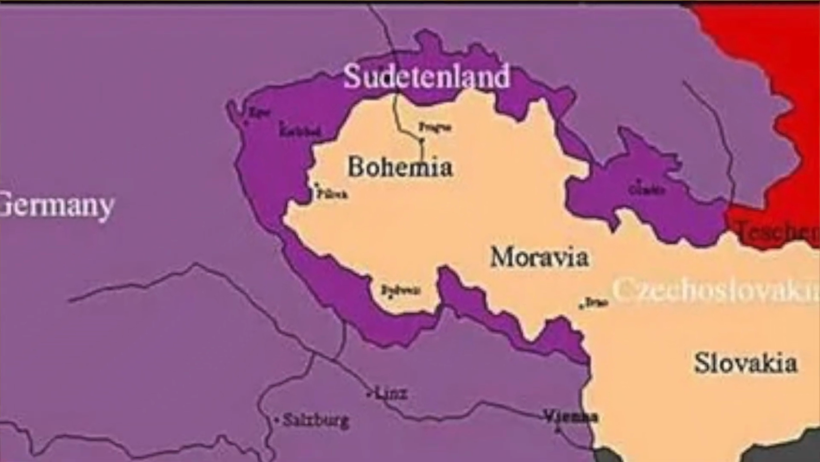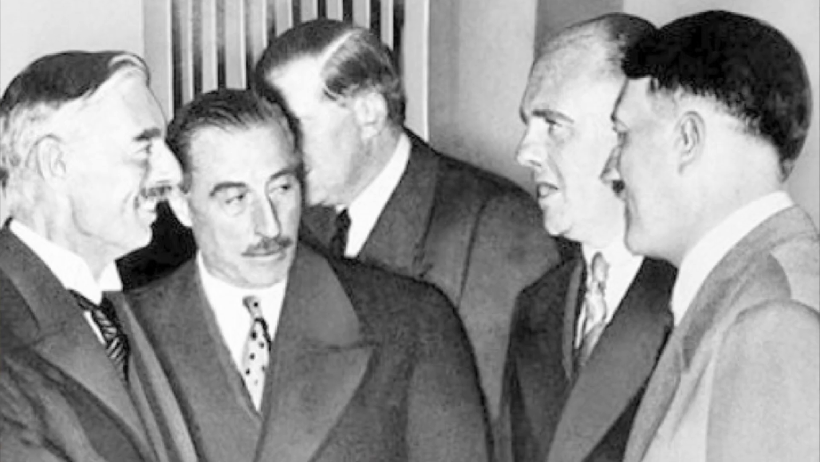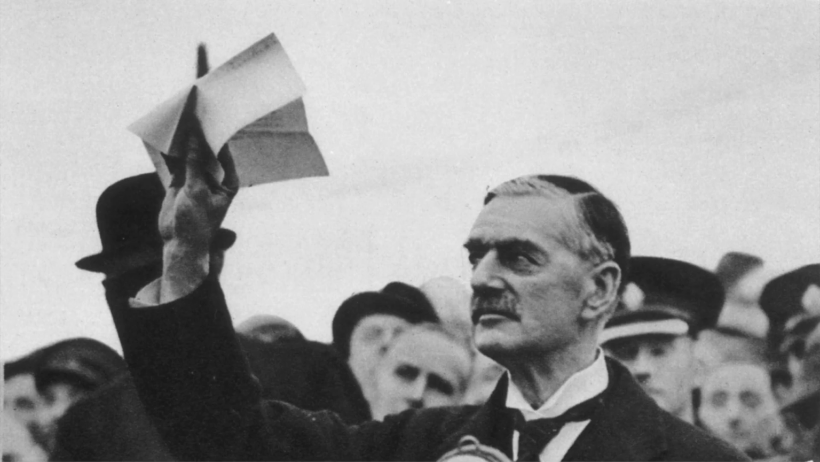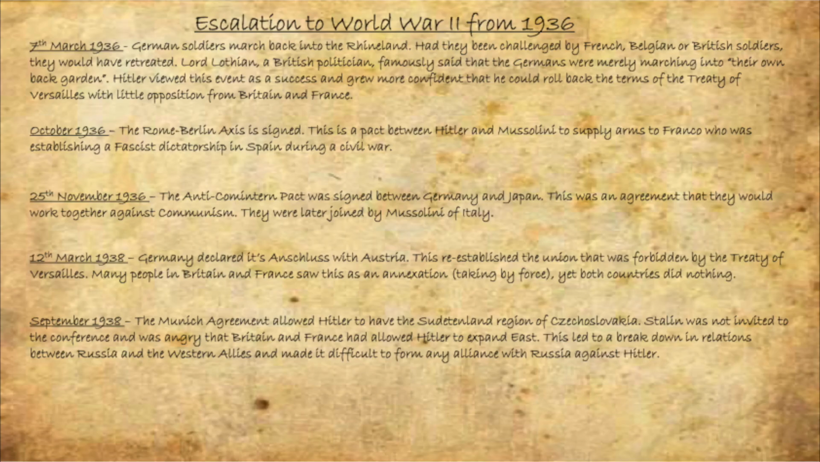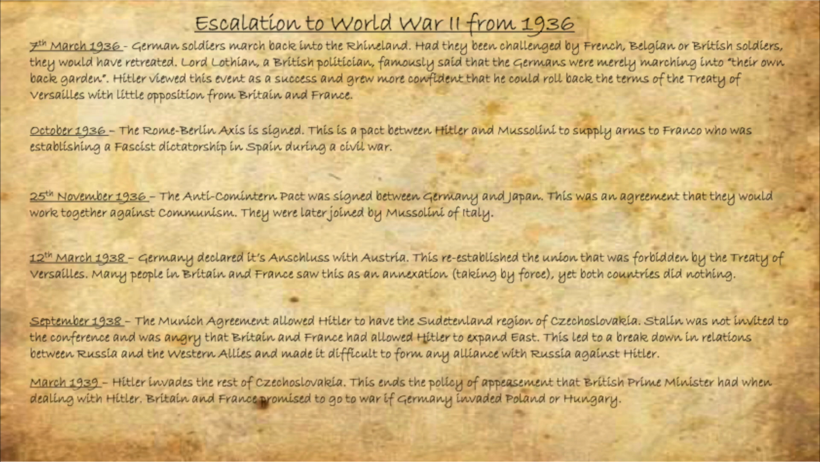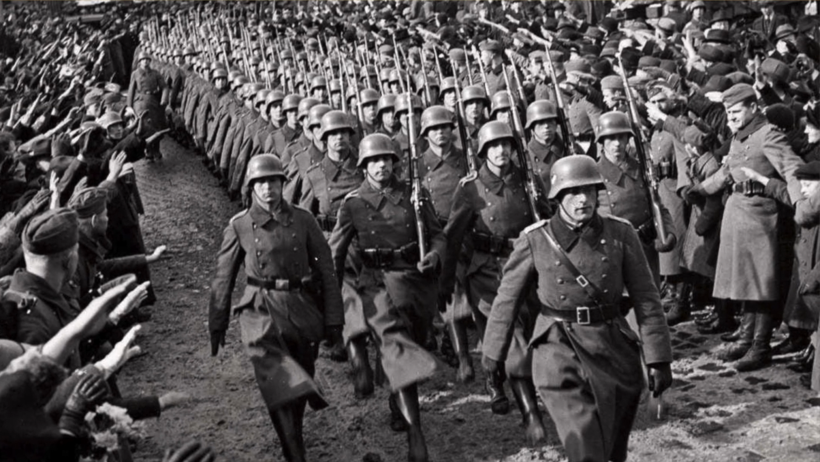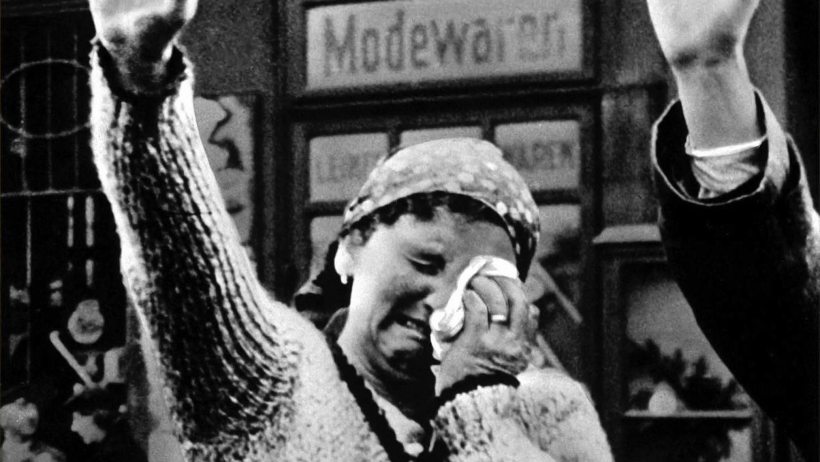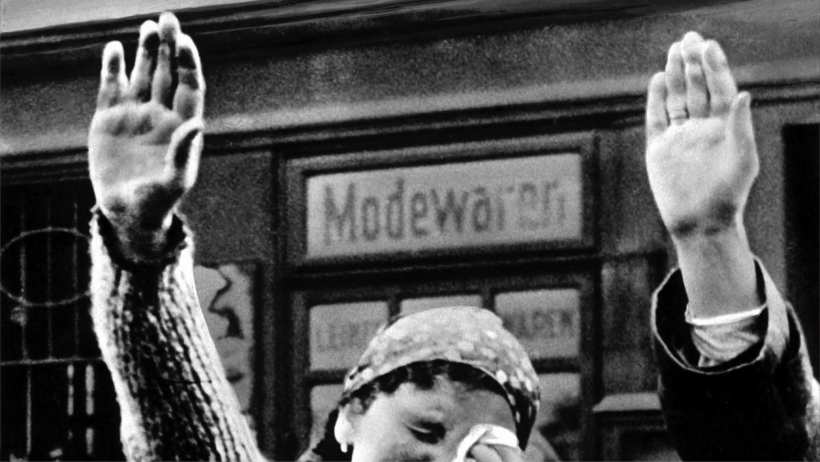Stalin was not invited to the conference and was angry that Britain and France had allowed Hitler to expand east. This led to a breakdown in relations between Russia and the Western Allies and made it difficult to form any alliance with Russia against Hitler. March 1939. Hitler invades the rest of Czechoslovakia. This ends the policy of appeasement that British Prime Minister Neville Chamberlain had when dealing with Hitler.